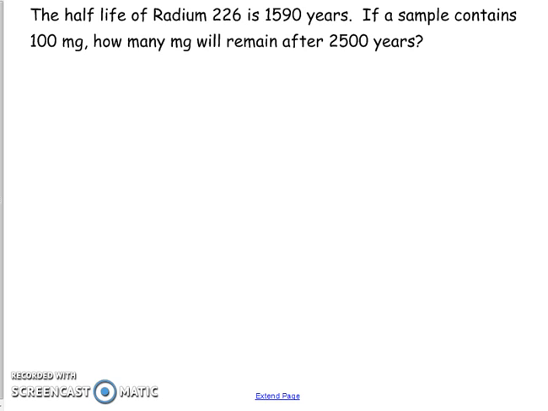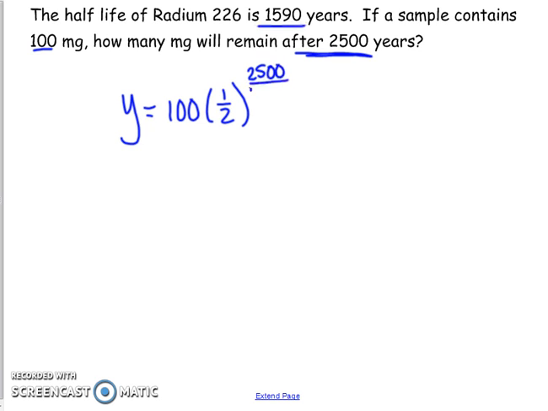So if we look at this problem, the half-life of radium-226, so again, don't use 226 anywhere in your problem, is 1590 years. If a sample contains 100 milligrams, how many milligrams will remain after 2,500 years? So we're going to set it up. So y equals, the initial amount is 100. Then we have 1/2. And then the after number, so that's 2,500 on the top. And then the half-life is 1590. So just plug that right into your calculator, and that's going to give us 33.63 milligrams.